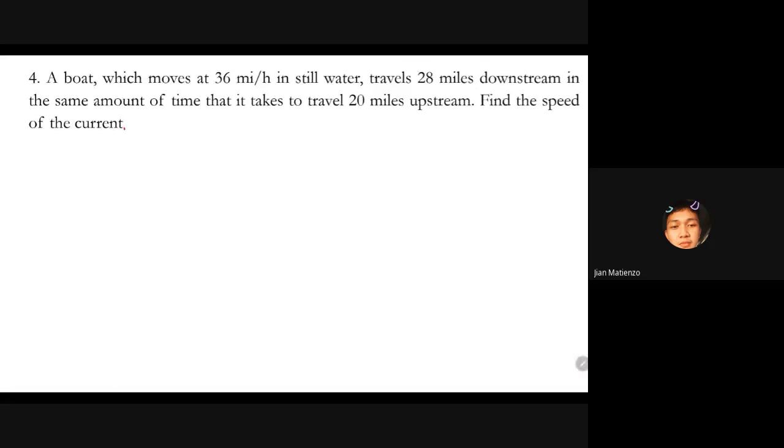I-analyze natin yung problem kasi maraming mga foreign terms doon sa problem. Lahat naman tayo, nakakita na ba kayo ng yung river? Ano bang Tagalog sa river? O yun na yun. I-try mo i-imagine na ikaw ay nagbabangka sa isang river na umaagos, dire-diretso yung kaniyang agos.